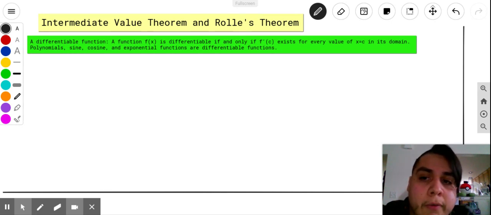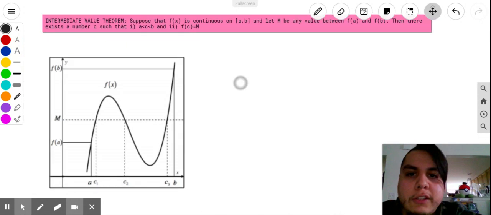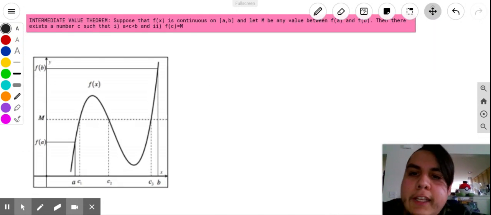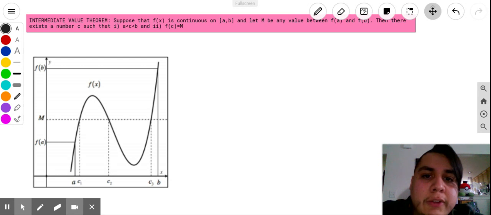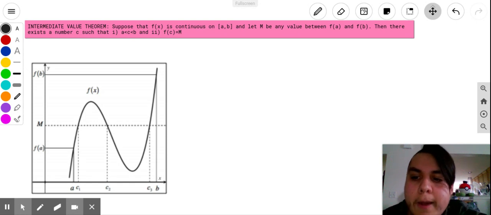So we're going to talk about the intermediate value theorem. That's going to be the first existence theorem we're going to discuss. And it states, suppose that f of x is continuous on the closed interval a to b, and let m be any value between f of a and f of b. Then there exists a number c such that a is less than c, which is less than b, and f of c would equal m.